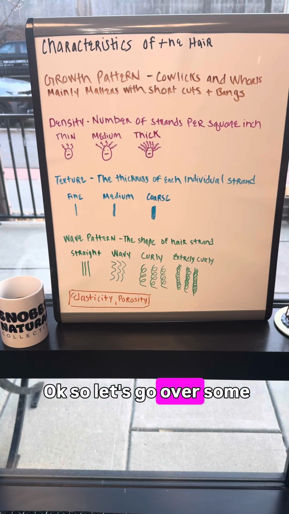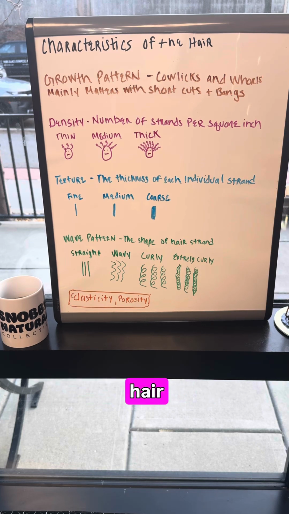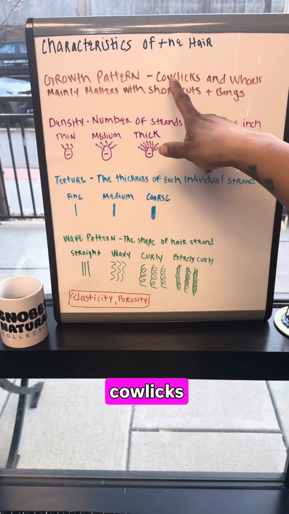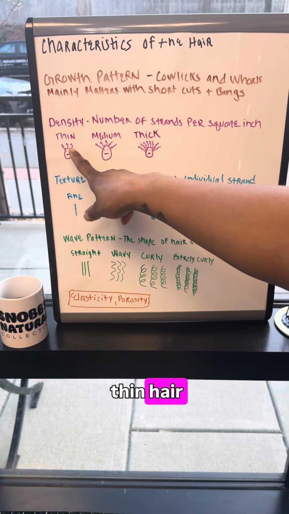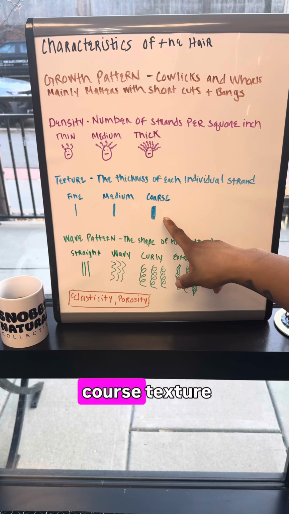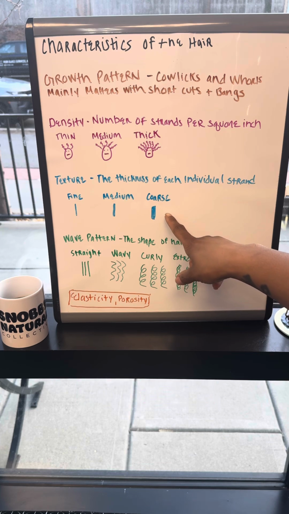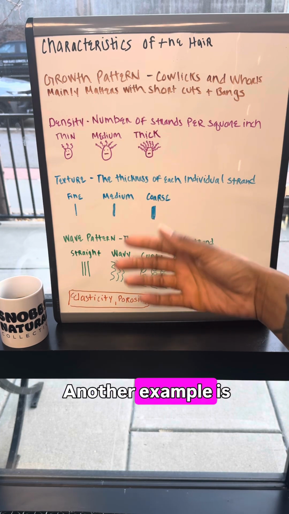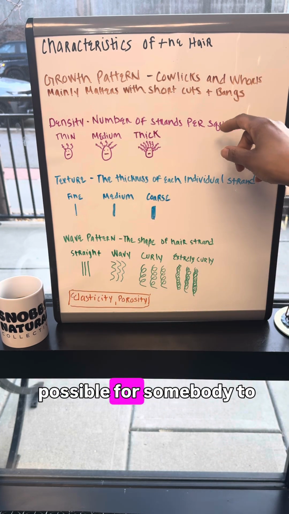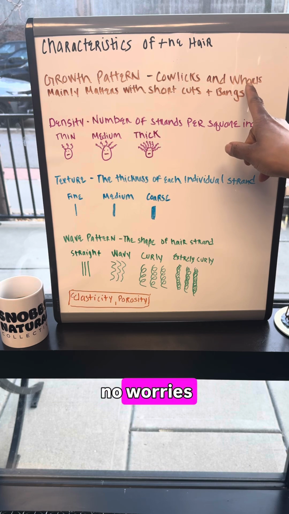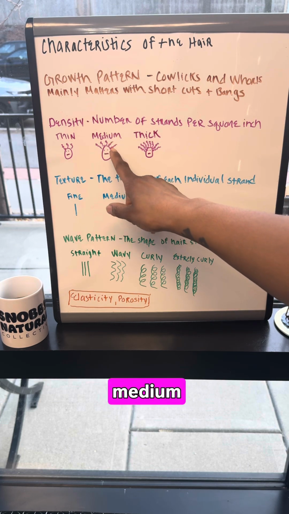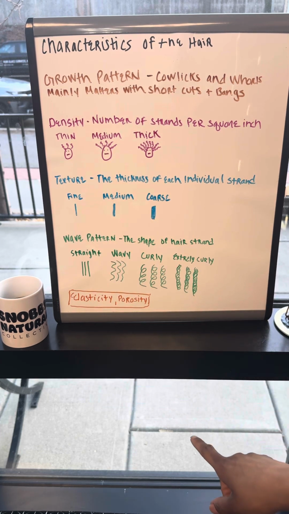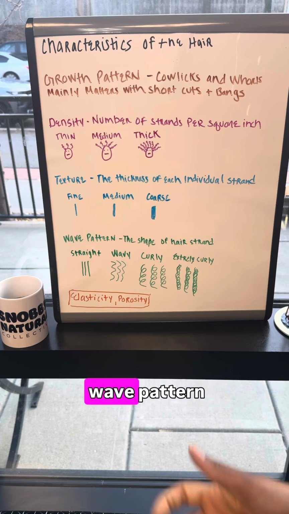Okay, so let's go over some examples with characteristics of the hair. It's possible to have somebody that has cowlicks, thin hair, coarse texture, and a straight wave pattern. Another example is possible for somebody to have no whorls, medium density, fine texture, and an extremely curly wave pattern.